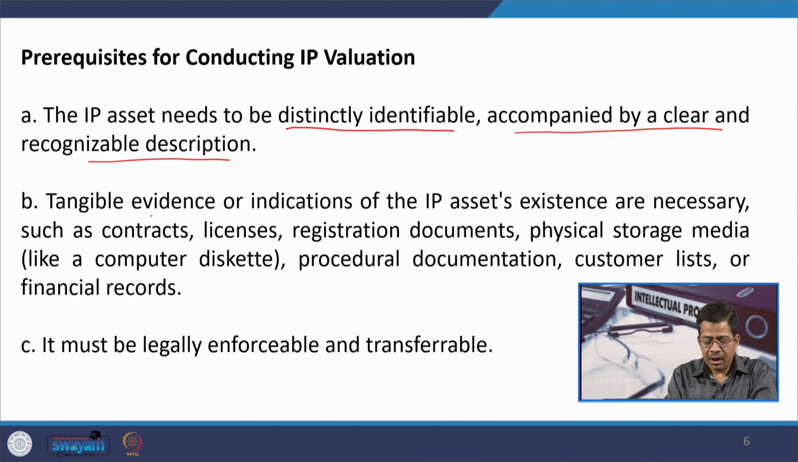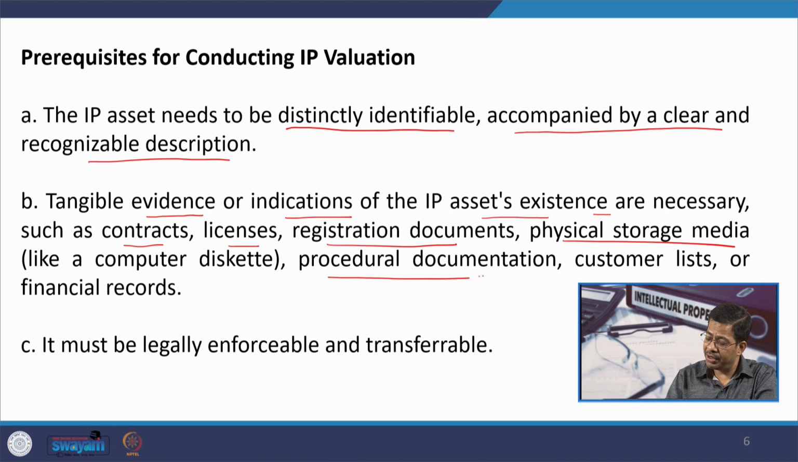Second, tangible evidence or indications of the IP asset's existence are necessary, such as contracts, licenses, registration documents, physical storage media, procedural documentation, customer lists or financial records.